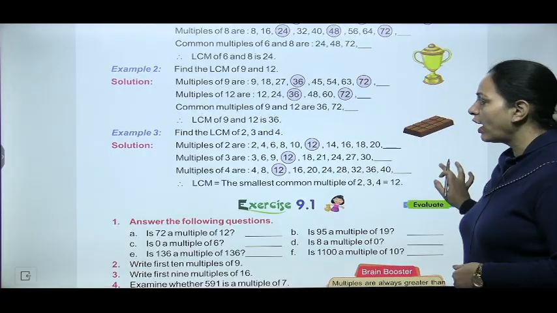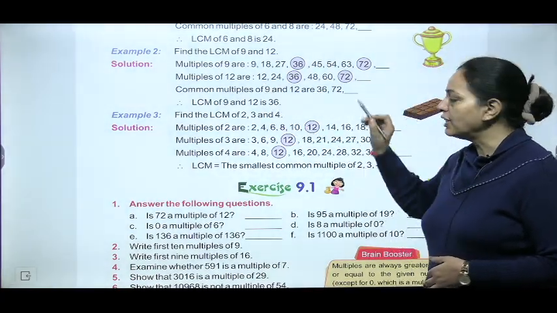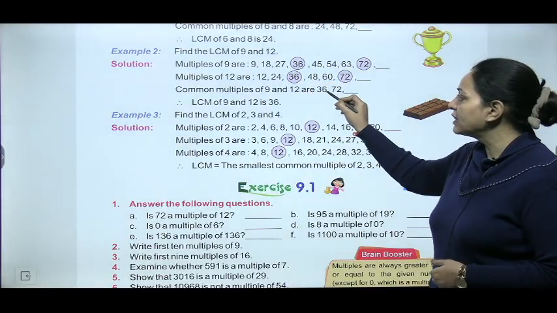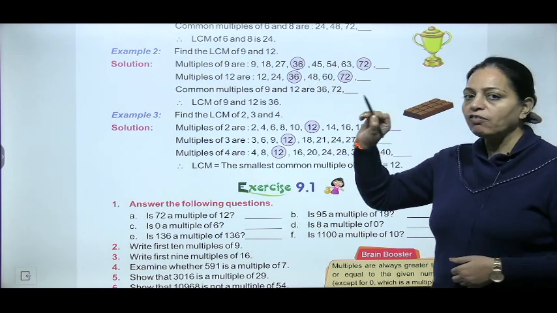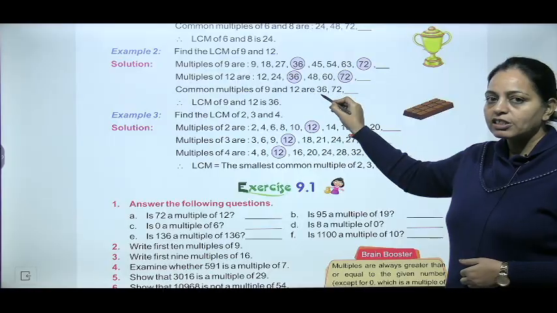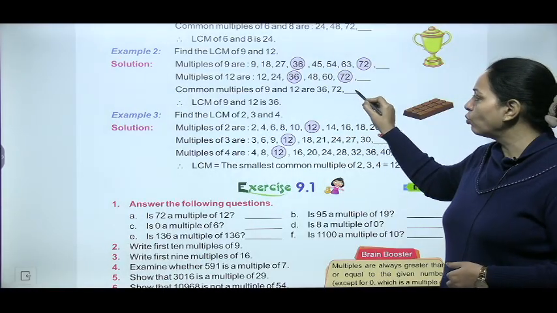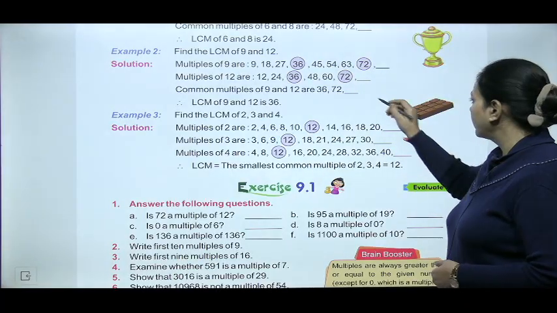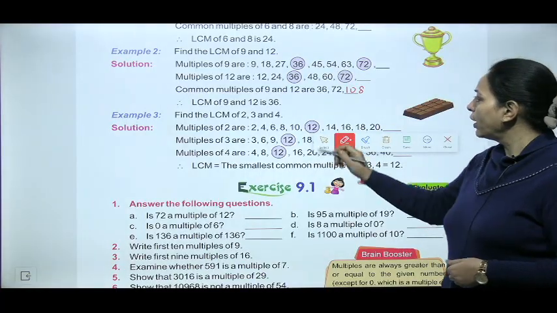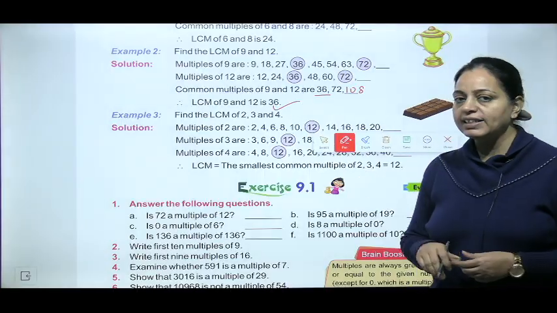See now example 2. Find the LCM of 9 and 12. Write the multiples of 9, then multiples of 12, means the table of 12. Find the common. Common is 36, then 72. See, if you get the first common number, then the next one would be a multiple of that first one. Like 36, 72, what would be next? 36 into 3, 108. It's not required, but I am telling you for your knowledge. So here 36 is the lowest, so 36 is the LCM.